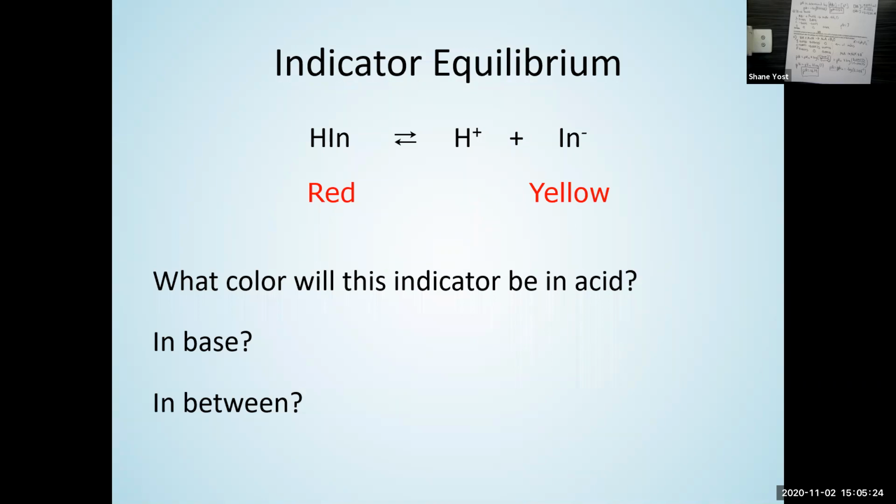And then just a reminder for indicators, for when you're doing these titrations in the lab. If I have some sort of indicator like this, where on the reactant side it is a red color, on the product side it's a yellow color, the question is, what color will this indicator be in acid versus in basic solution? So in acidic solution, what color will this indicator be?